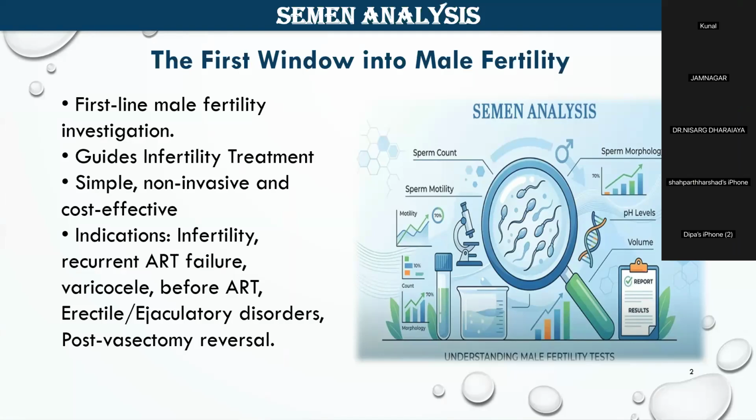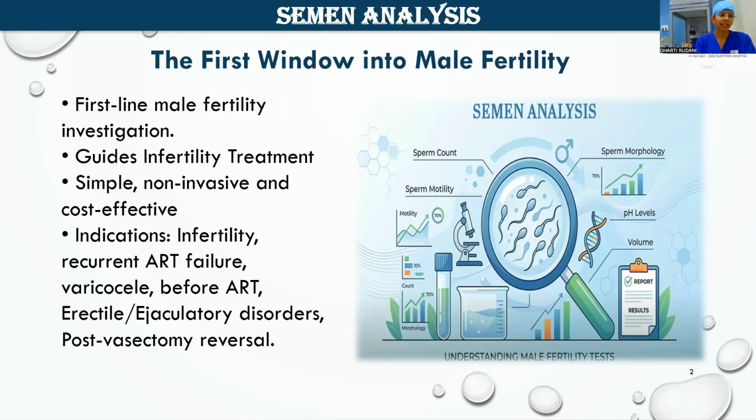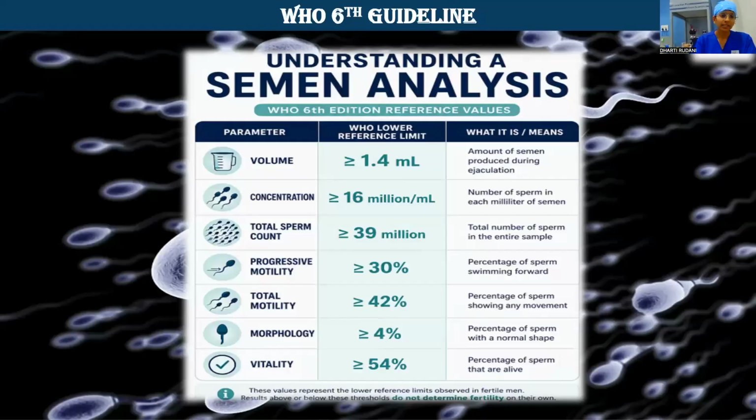Male factor contributes to nearly 50% of infertility cases. A single semen analysis provides valuable information about sperm concentration, motility, morphology, vitality, and other parameters, helping us decide whether a couple is suitable for natural conception, IUI, IVF, or ICSI. At our center, semen analysis is performed according to the WHO 6th edition laboratory manual. The WHO provides standardized methods and reference values to ensure consistency across laboratories. However, these values should always be interpreted alongside the patient's clinical history.